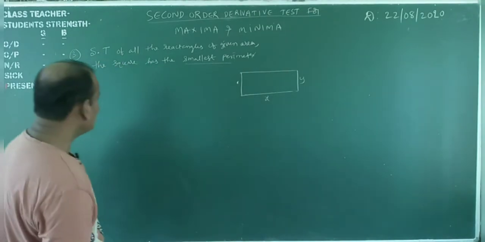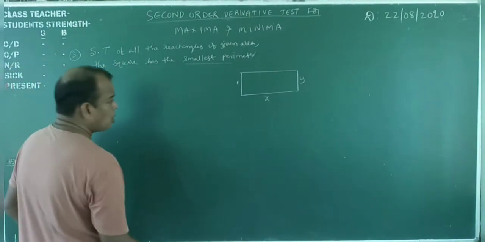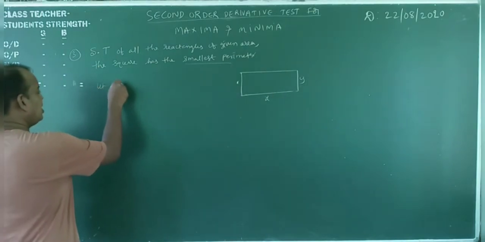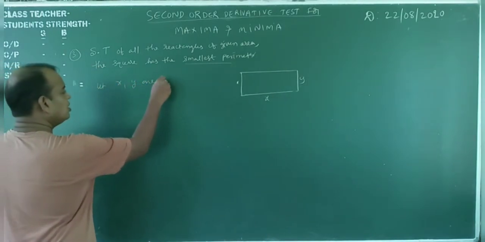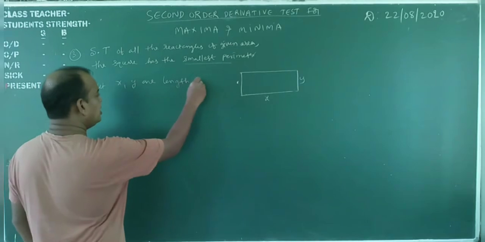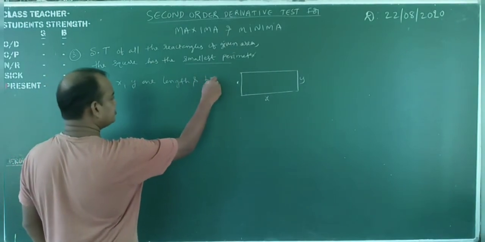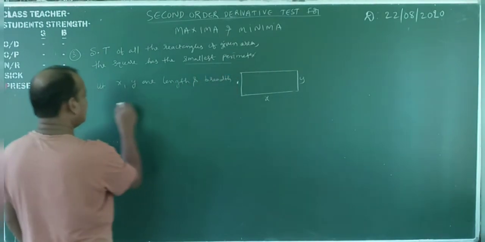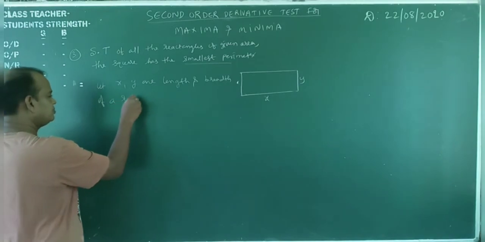Now we are going to the problem. Let x, y be the length and depth, means breadth, of a rectangle.